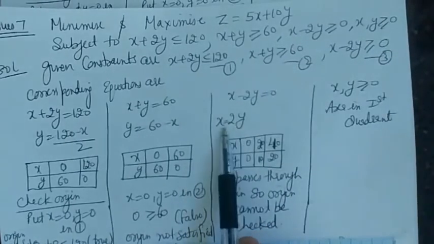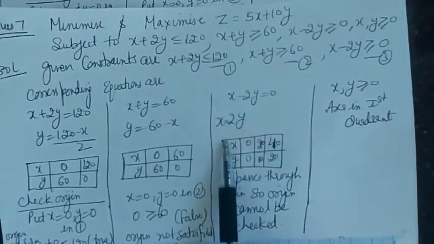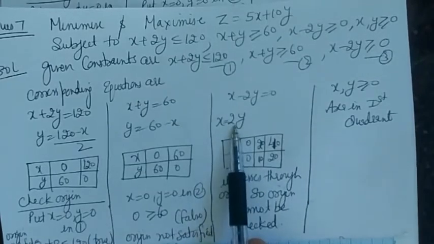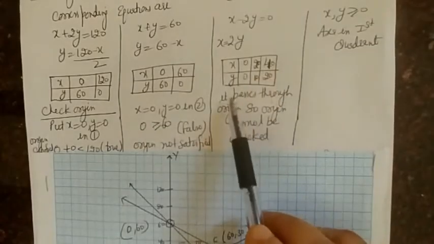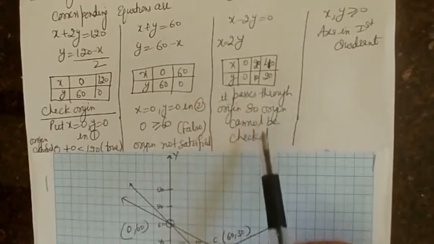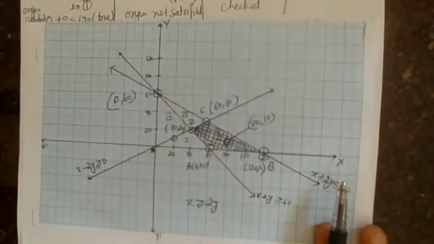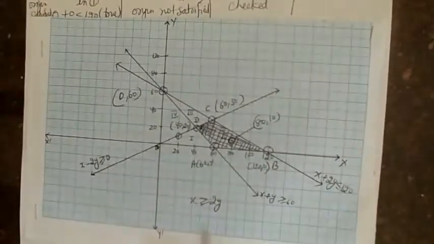Now this is a kind of line, x is equal to 2y. You will find that this line itself passes through the origin, 20 and this is 40. Since it passes through the origin, origin checking is not fruitful here. So let us see the graph of this system.